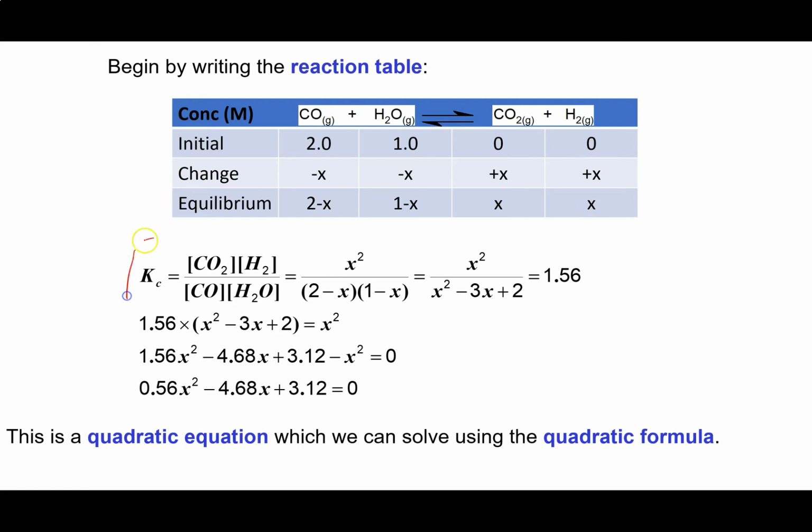So here's my expression for Kc. It's just products over reactants, and it's nice and easy because everything is 1. Now I'm going to start putting in my concentrations, in terms of what's present at equilibrium because we're after an equilibrium constant. We've got X moles per litre for the CO2 and X moles per litre for the H2, so that gives me X squared. Then this one is 2 minus X moles per litre, so that's that term there. And this one here is 1 minus X moles per litre.